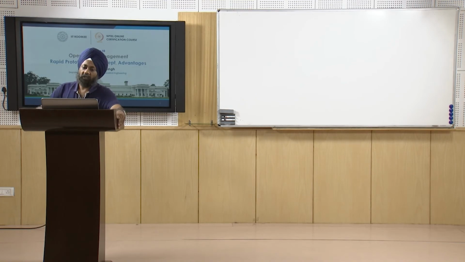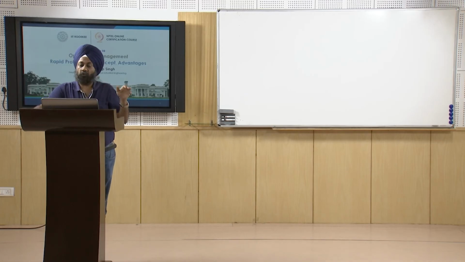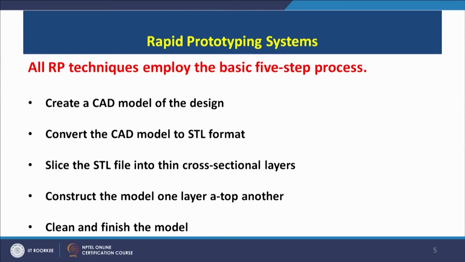Now all RP techniques employ a 5-step process. So basically there are 5 steps or stages in which we can make a prototype. First of all, we have to create a CAD model of the design. CAD is computer aided design, so we have to use any software and make a 3D model of the design. In the second stage, convert the CAD model to STL format.